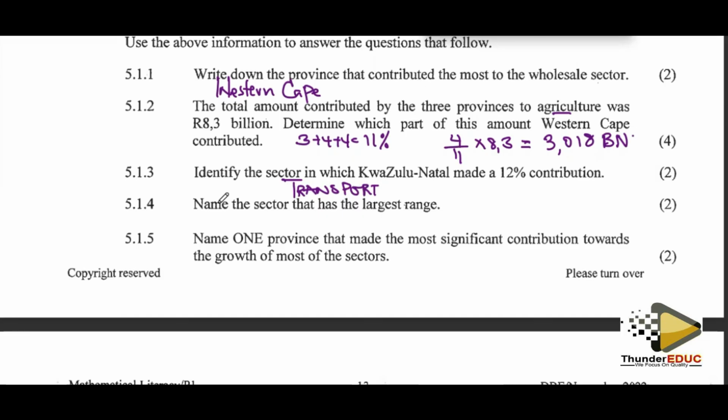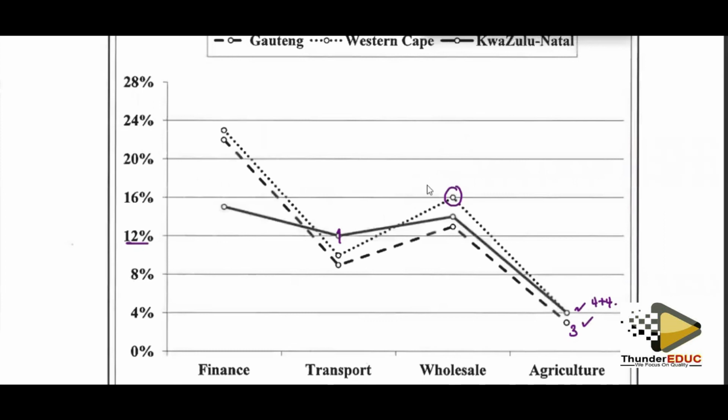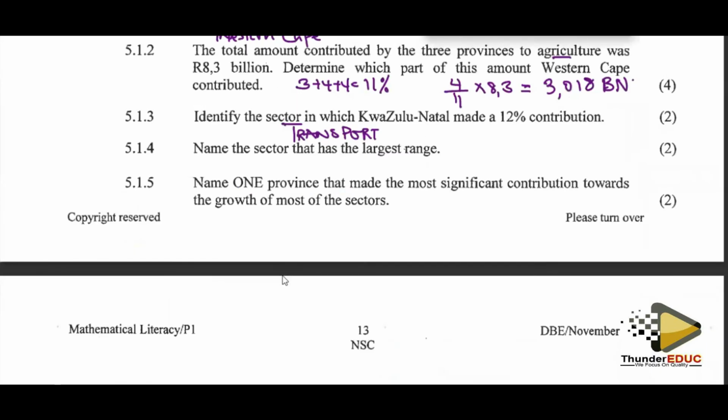See? Transport. Name the sector that has the largest range. Like you look at range, the highest and the lowest. It's supposed to be the finance, because look at the gap. It's the finance.